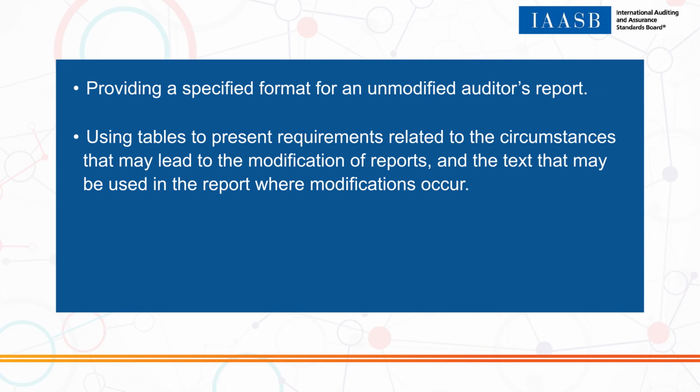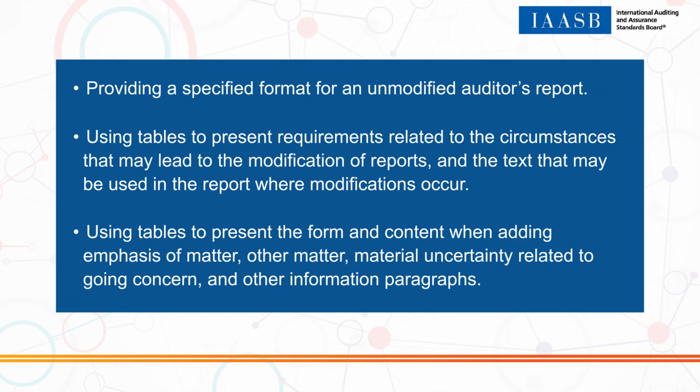Second, using tables to present requirements related to the circumstances that may lead to the modification of report, and the text that may be used in the report where modifications occur. And third, using tables to present the form and content when adding emphasis of matter, other matters, material uncertainty related to going concern, and other information paragraphs. In addition to the requirements in Part 9, we are developing a non-authoritative supplemental guide to provide further guidance and example on modifications to the auditor's report, including a number of illustrative reports.